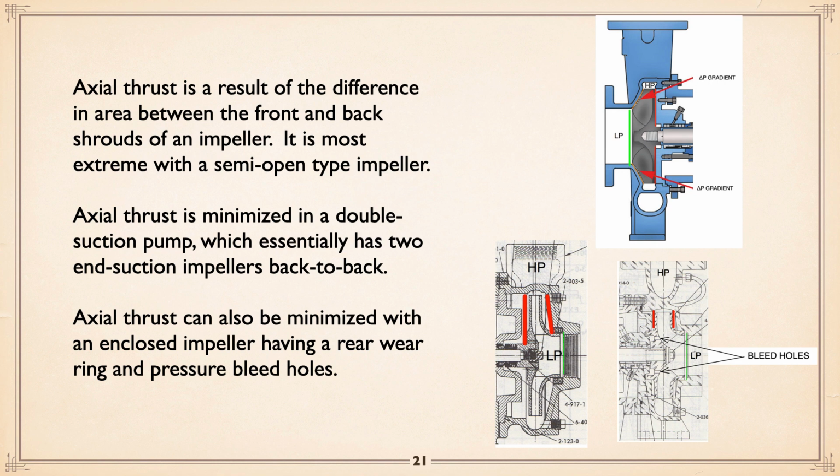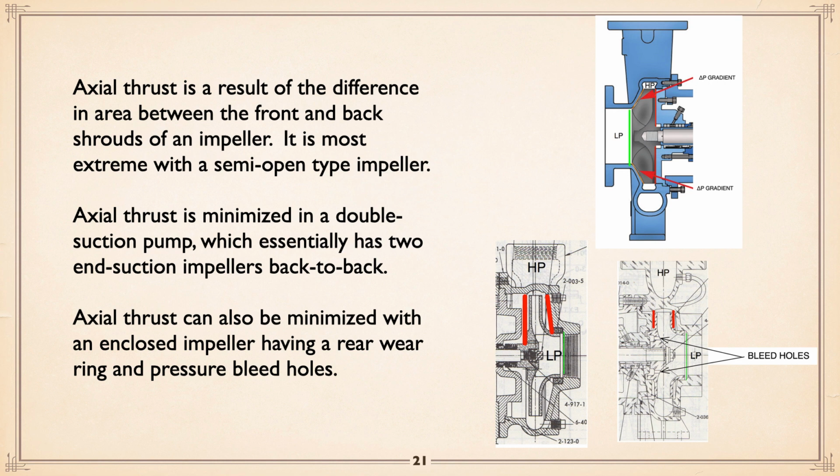If you take a look at the two drawings below, the one on the left shows low pressure in green and high pressure in red, and you can see the difference. There's high pressure on the left and low pressure on the right, and you've got that thrust on the drawing to the right.